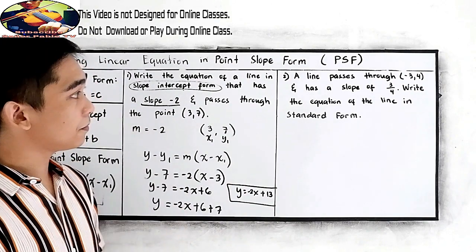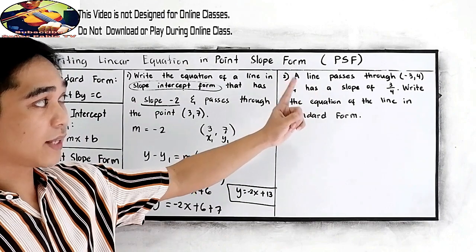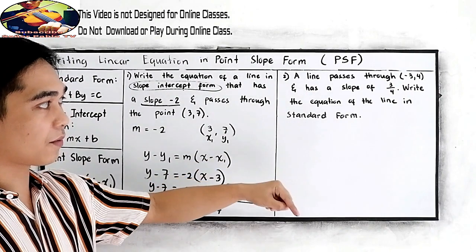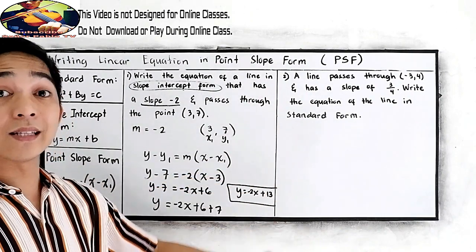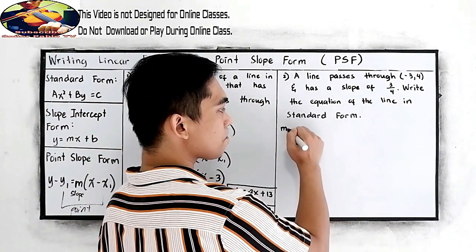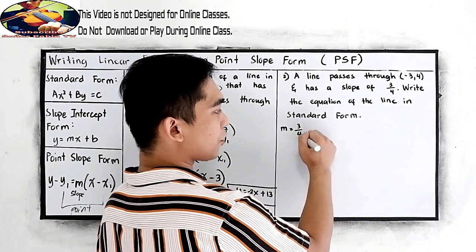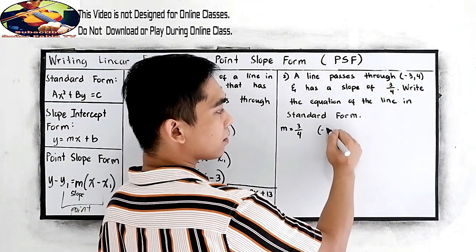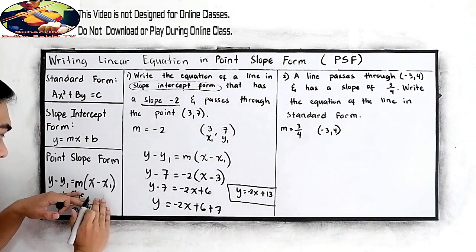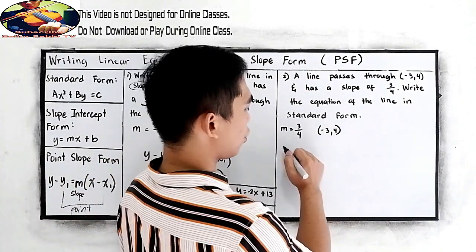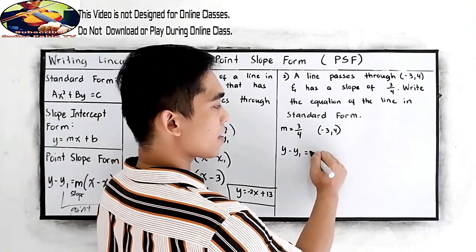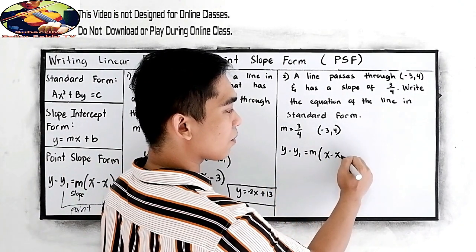Another example. A line passes through -3, 4 and has a slope of 3/4. Write the equation of the line in standard form. So our given for the slope, 3/4, and our point, -3, +4. Copy the point slope form. Y minus y sub 1 is equal to m quantity x minus x sub 1.